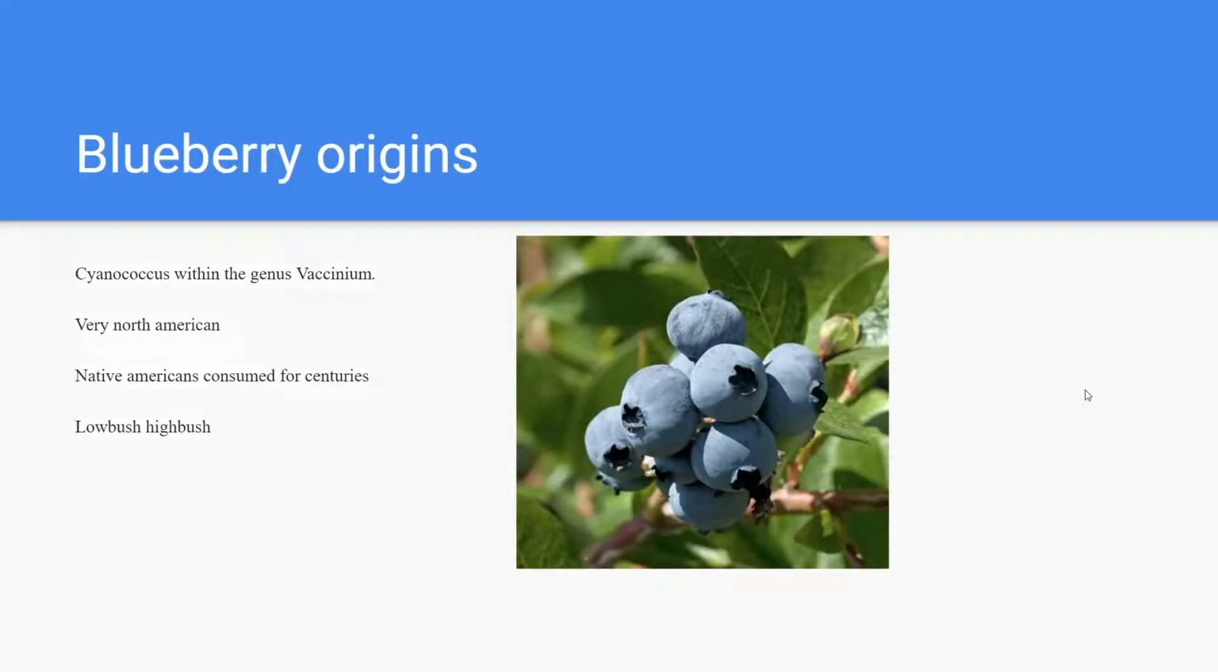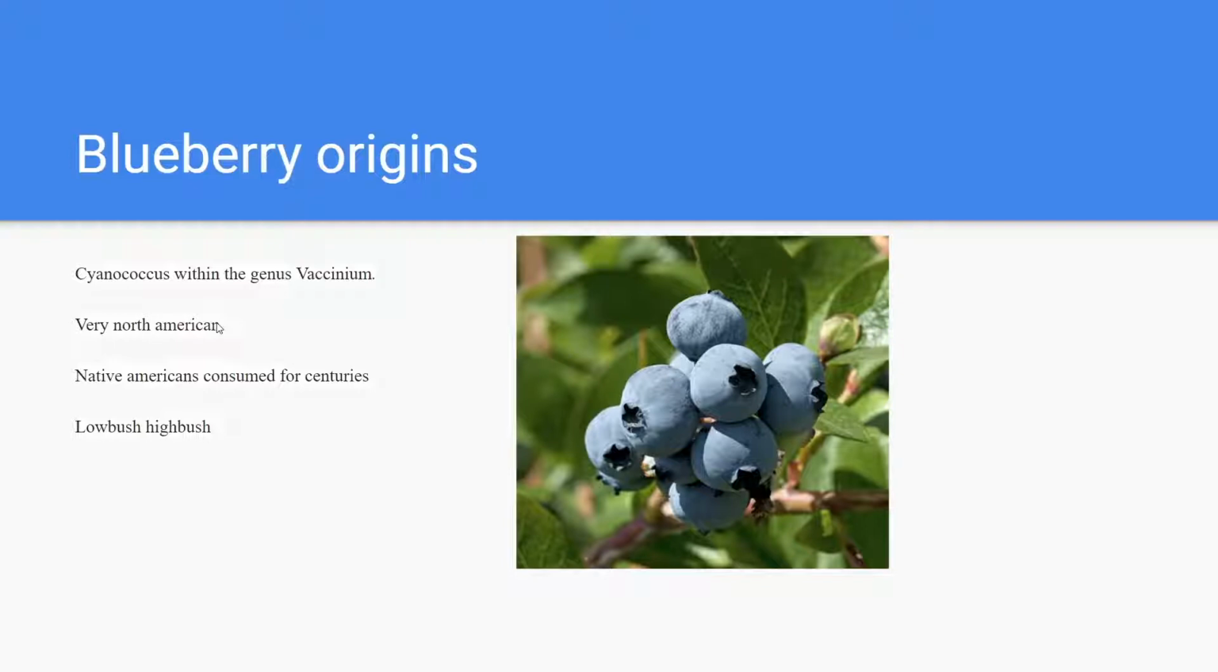So, blueberry origins. The blueberry falls within the section of Cyanococcus and is within the genus of Vaccinium. This genus contains many other common berries that you might have heard of, such as the huckleberry and the cranberry, but it also includes a vast amount of wild berries in North America. And that is something integral to the blueberry. It is very North American. The blueberry is native to North America.